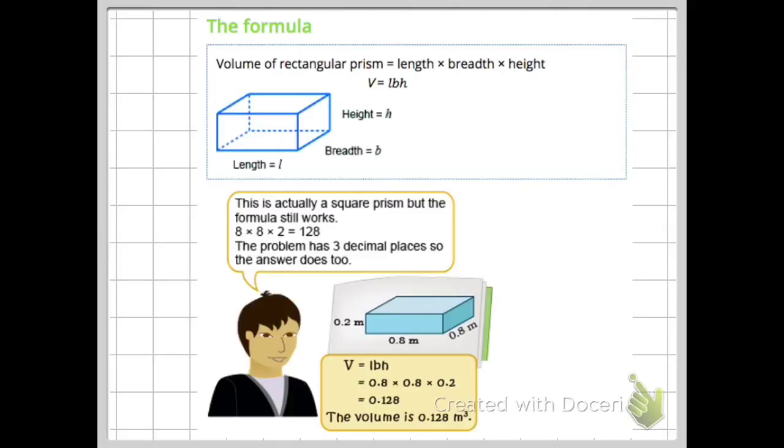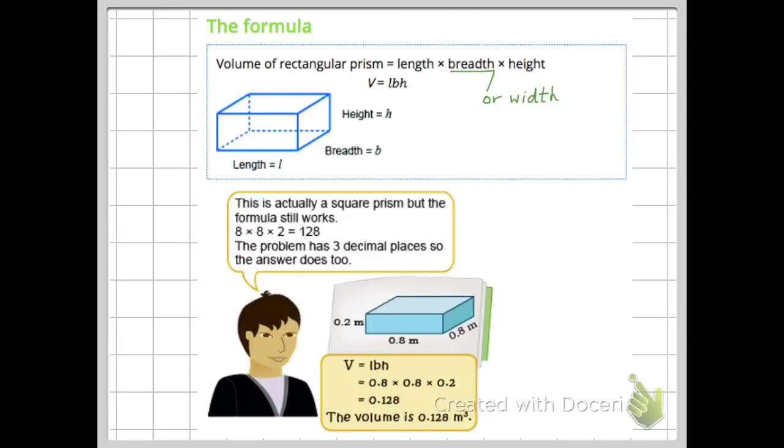So there are 2 formulas that we can use. The first is simply the volume of a rectangular prism is length times breadth times height. Instead of using the word breadth, we can also use the word width. So length times width times height.